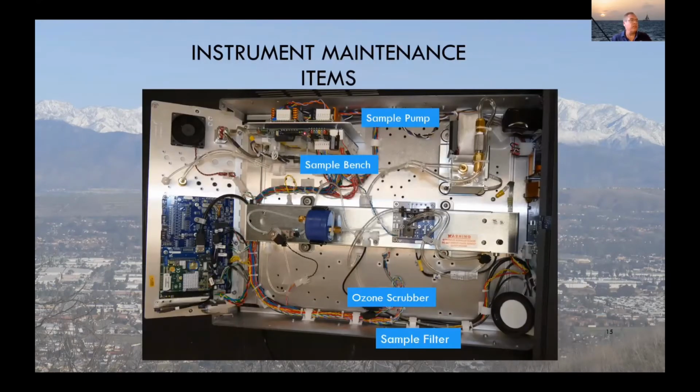So I've labeled some of the key components of the ozone instrument, and this is looking down on the inside of the instrument with the top removed. Key components here, once again: the sample filter right there, this is the ozone scrubber, this is the sample pump, and this is the sample bench.